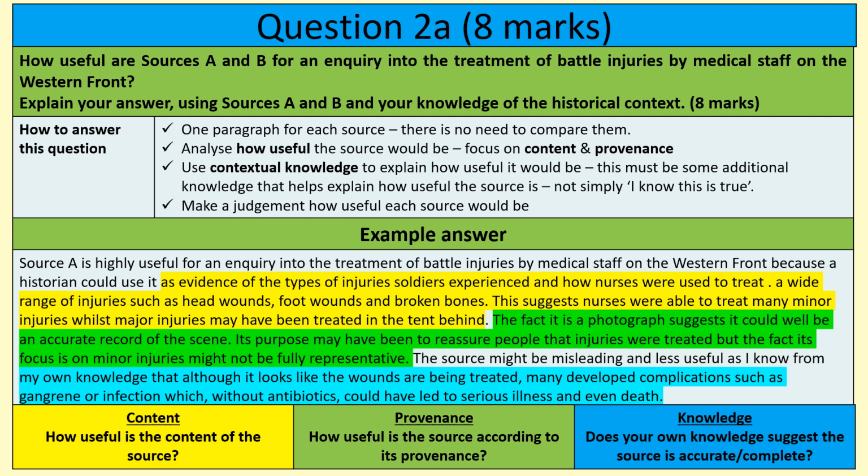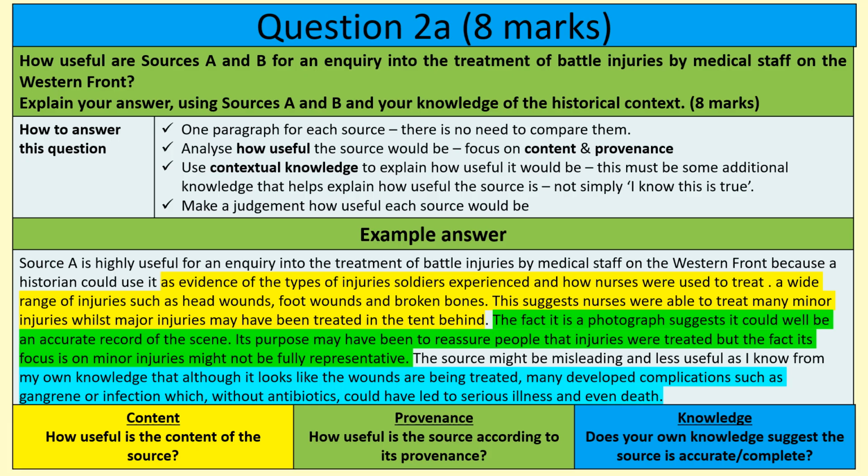Source A is highly useful for an inquiry into the treatment of battle injuries by medical staff on the Western Front, because a historian could use it as evidence of the types of injuries soldiers experienced and how nurses were used to treat a wide range of injuries such as head wounds, foot wounds, and broken bones. This suggests nurses were able to treat many minor injuries, whilst major injuries may have been treated in the tent behind. The fact it is a photograph suggests it could well be an accurate record of the scene.